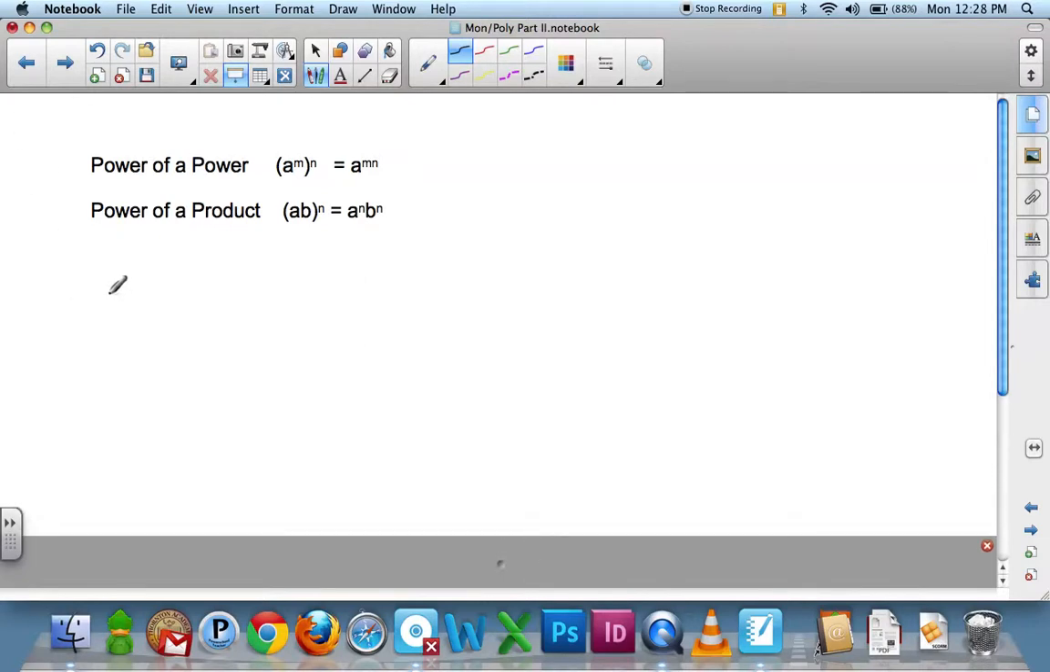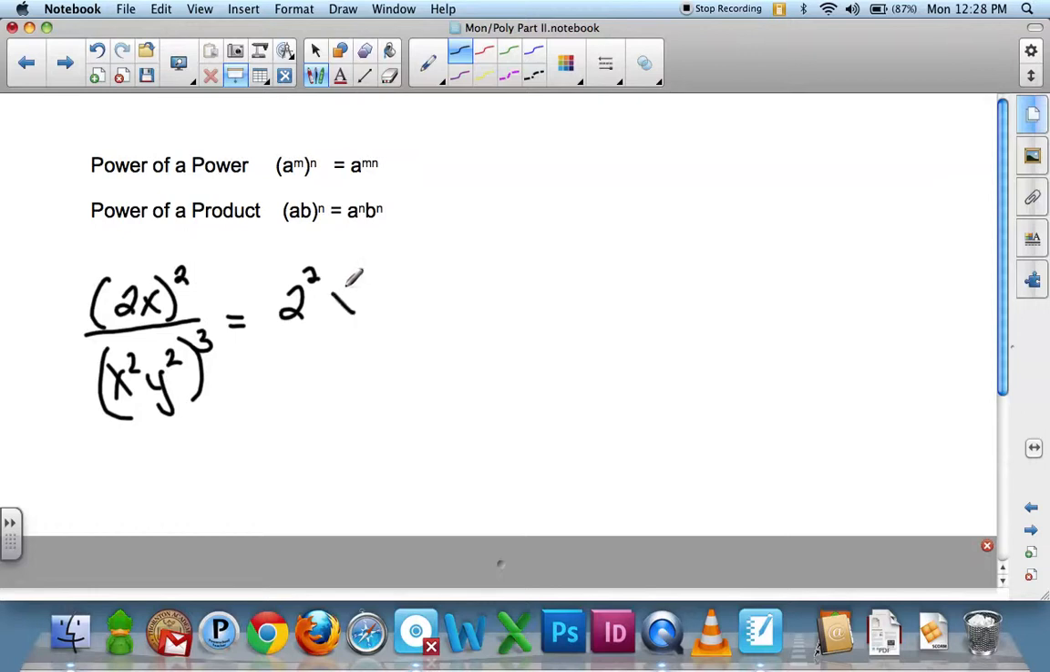So let's say we have 2x squared, and then in the bottom we'll do x squared, y squared, all raised to the third power. So first we need to distribute that 2. So I already have 2 to the first power, so now it's going to be 2 squared. And then it's going to be x to the first times 2. In the denominator, it's going to be x squared times 3, because I'm multiplying that 3 on the outside of the parentheses with a 2 inside. And then you've got 2 times 3.